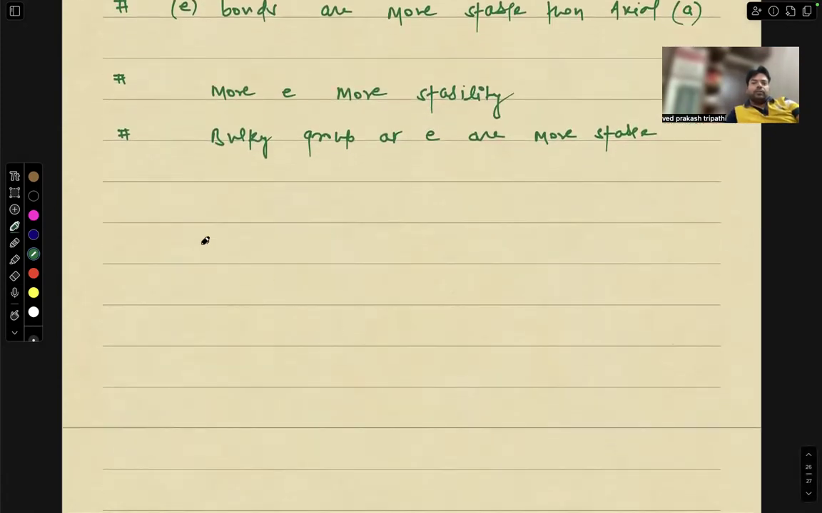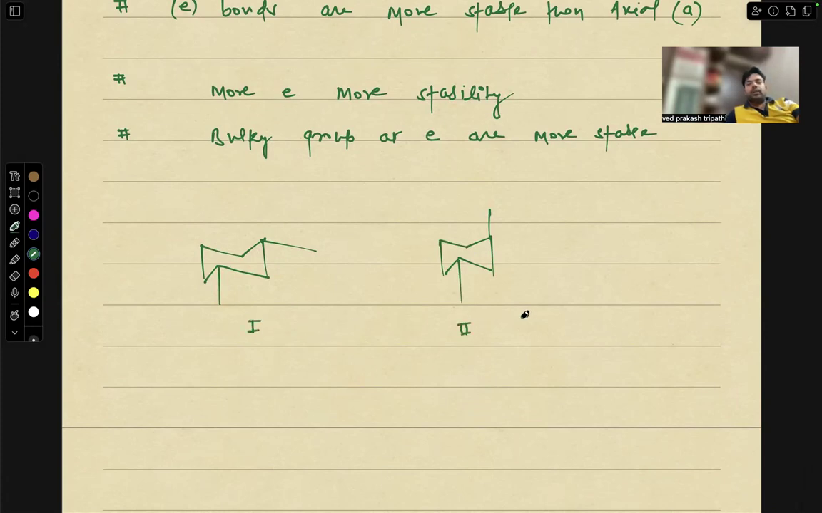For example, suppose we have these two compounds and we have to decide which one is more stable. So first define the position. So this is equatorial, this is equatorial. This is axial, this is equatorial. So I said that more equatorial, more stability. So this one is more stable.